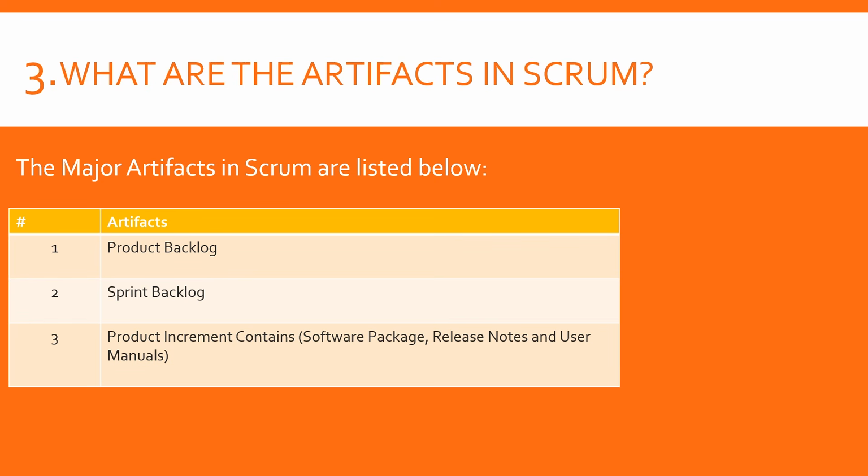Question number 3. This question relates to the artifacts in Scrum. As you know, Scrum methodology is very light in documentation, but these are the three major artifacts used in the process. So the first one is the product backlog. This contains all the things which are to be developed for the product: the epics, the user stories, the defects, any other ideas. So all of this goes into the product backlog.